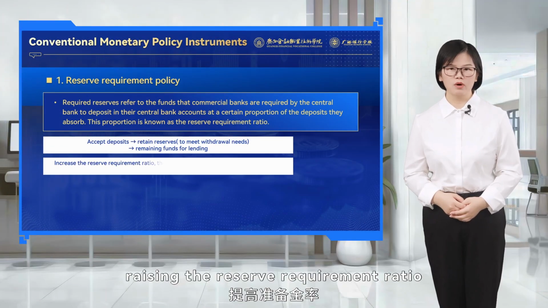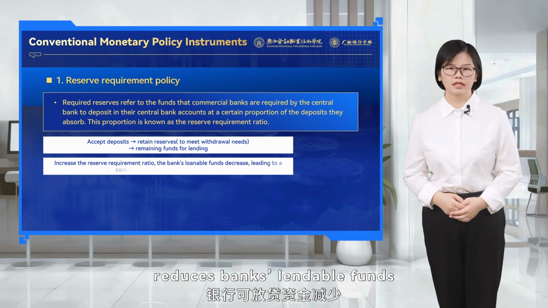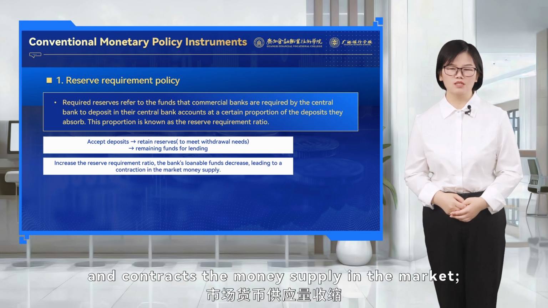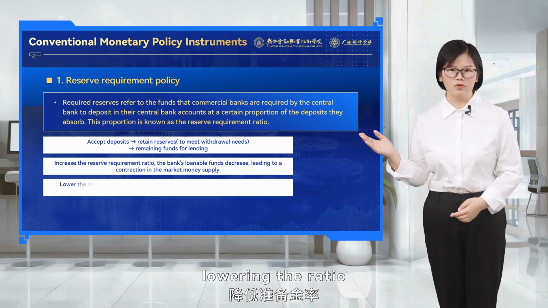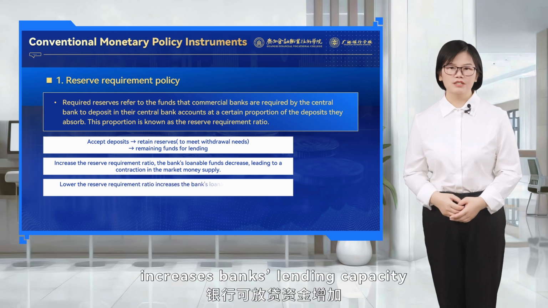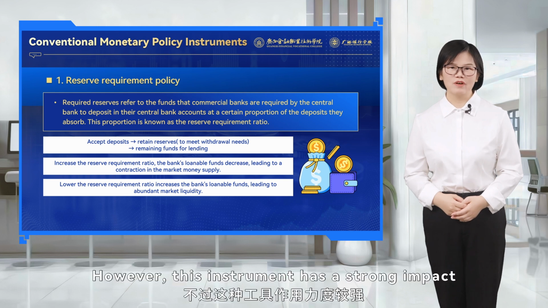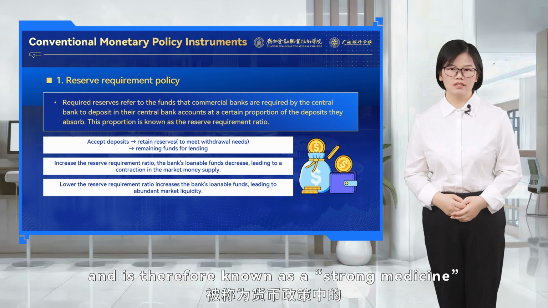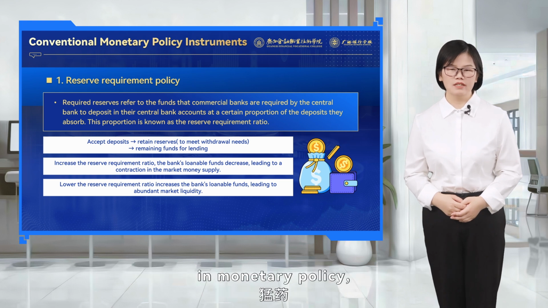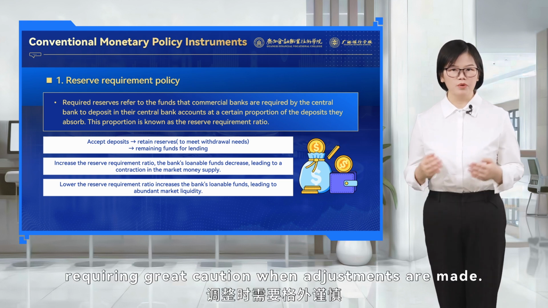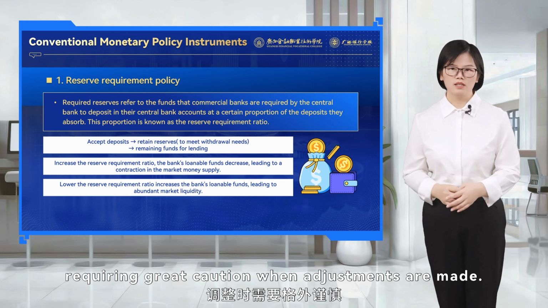Raising the reserve requirement ratio reduces banks' lendable funds and contracts the money supply in the market. Lowering the ratio increases banks' lending capacity and enhances market liquidity. However, this instrument has a strong impact and is therefore known as a strong medicine in monetary policy, requiring great caution when adjustments are made.